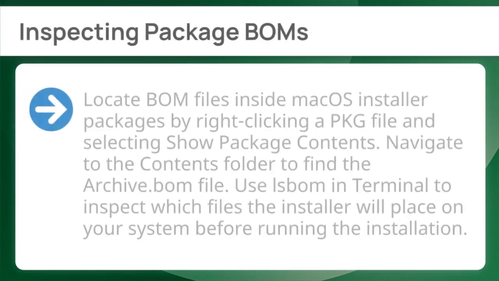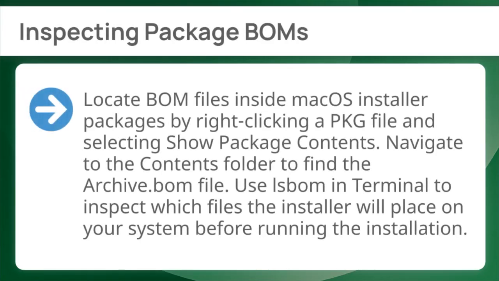Next, inspecting package BOMs. Locate BOM files inside macOS installer packages by right-clicking a PKG file and selecting Show Package Contents. Navigate to the Contents folder to find the Archive.bom file. Use lsbom in Terminal to inspect which files the installer will place on your system before running the installation.